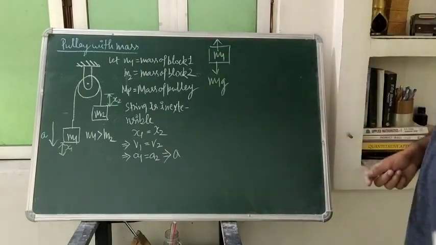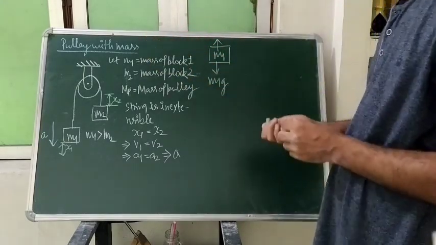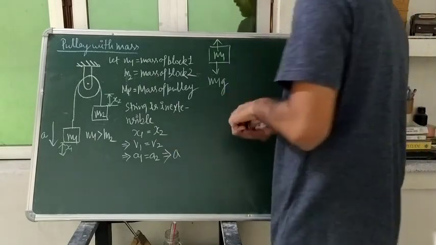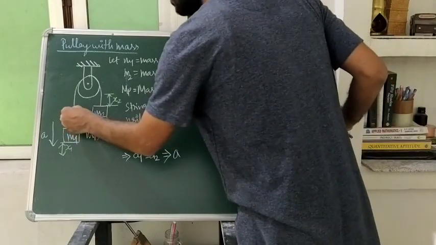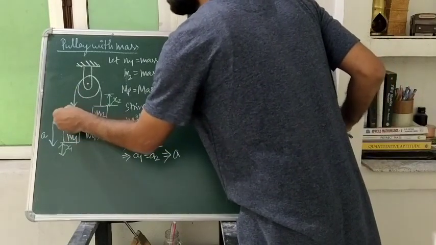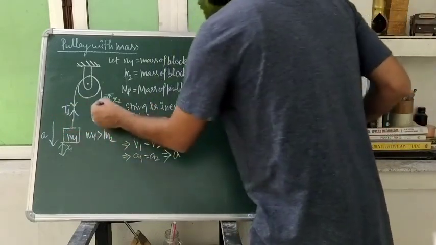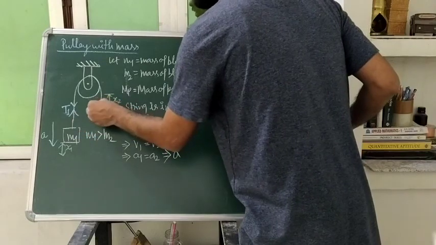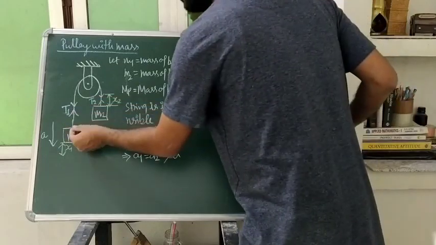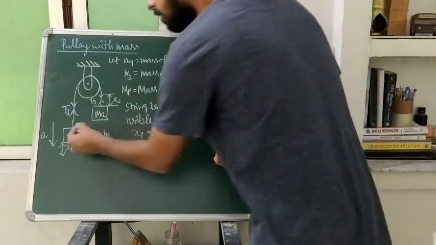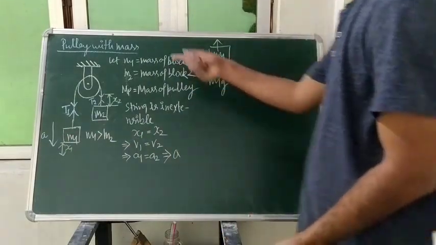Tension now, student. Look, since we have assumed the mass of the pulley, the tension at the end where the mass m1 is connected will be different from the end where the mass m2 is present. Here the tension T1 will act, and here tension T2 is acting. It is the same string, still the tension is different. Why is it different? Because of the mass.